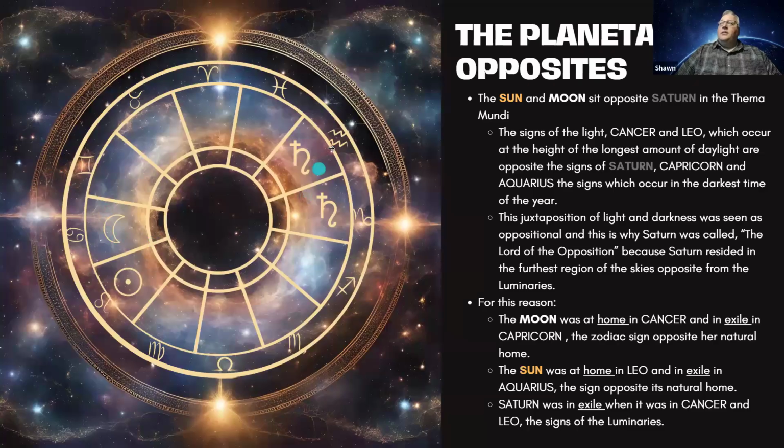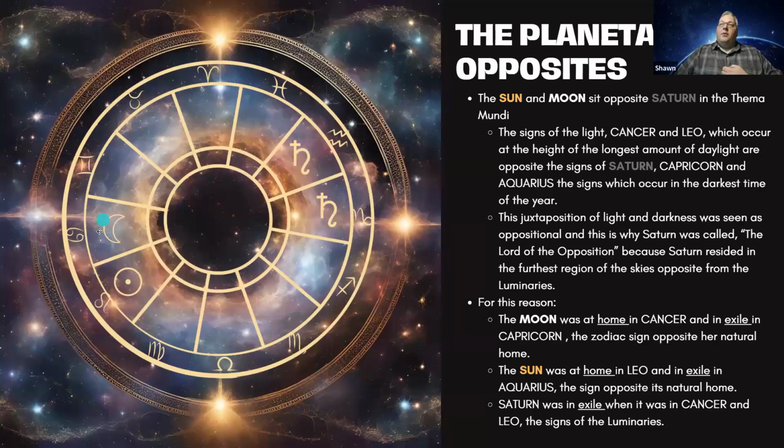Similarly, the signs of Saturn, Capricorn and Aquarius, are the exact opposite. So they occur at the darkest time of the year, when the night is the longest, when the days are the coldest. This is where you can't escape the reality that ancient astrologers understood the signs and their relationship to the seasons and the quality of light.